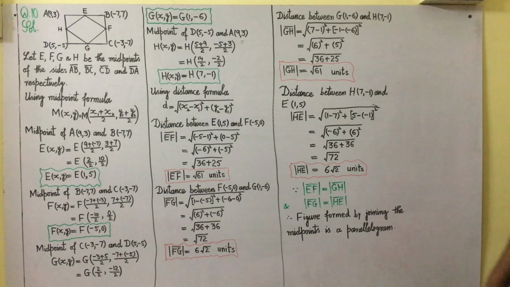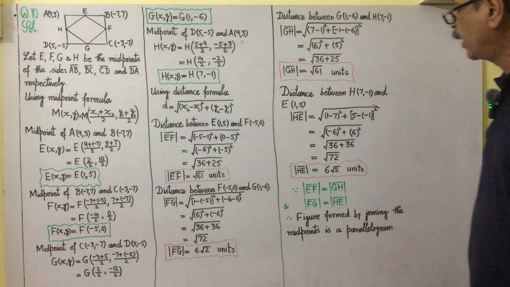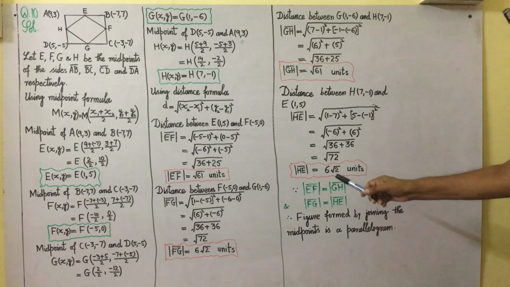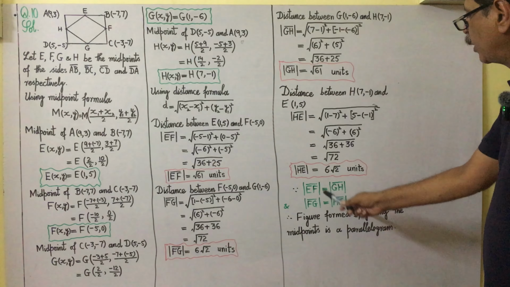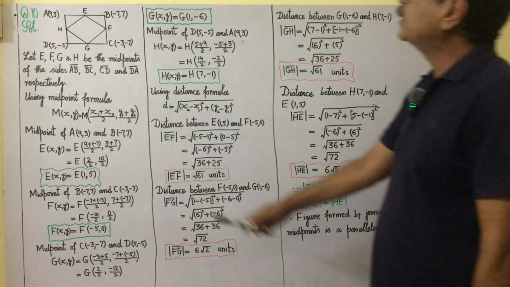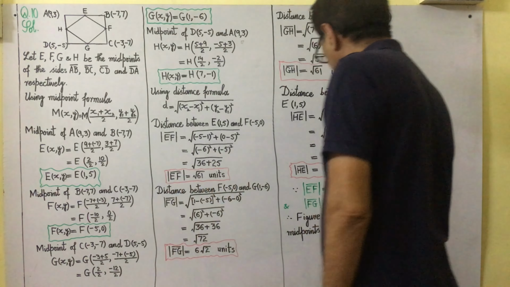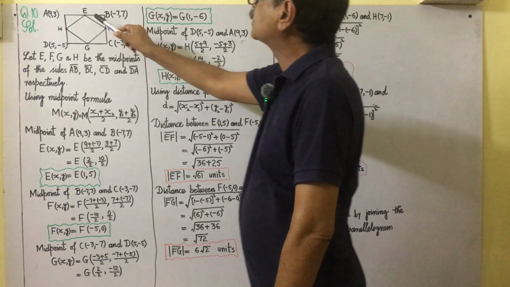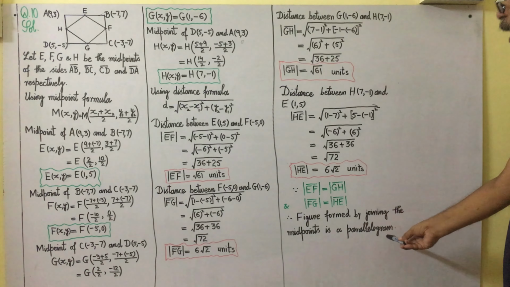Now you see EF is equal to GH. EF is square root of 61, GH is square root of 61. And FG, 6 into square root of 2, is equal to HE, which is again 6 into square root of 2. That is, EF is equal to GH and FG is equal to HE. Therefore, the figure formed by joining the midpoints is a parallelogram.